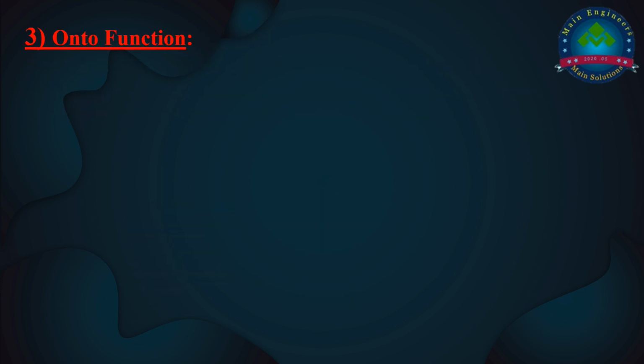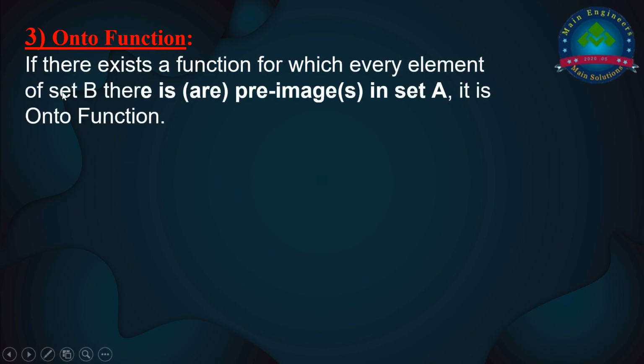Let's come to the third function, that is onto function. So if there exists a function for which every element of set B has a pre-image in set A, those type is called onto function. So as we say, every element of set B has a pre-image in set A. So those type is called onto function.